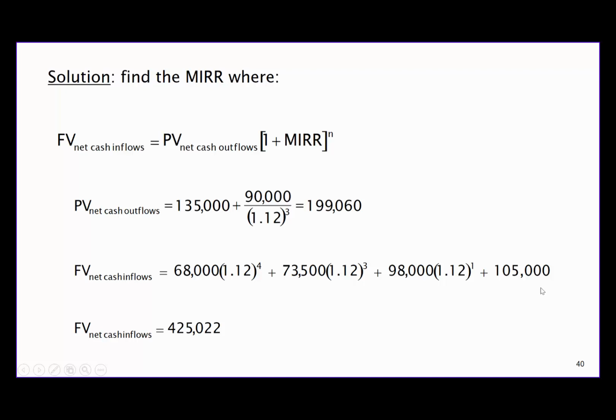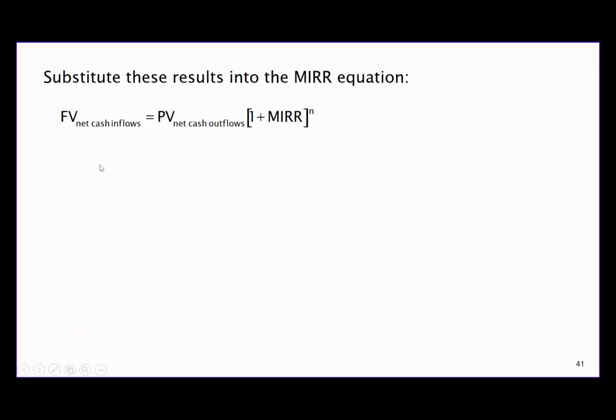And if we do the solution there, we'd get $425,022. So we've computed the present value, which is going to go in here. We've computed the future value, which will go in here. So we can substitute those in. We put in 5 for n, and the only unknown there is the MIRR.